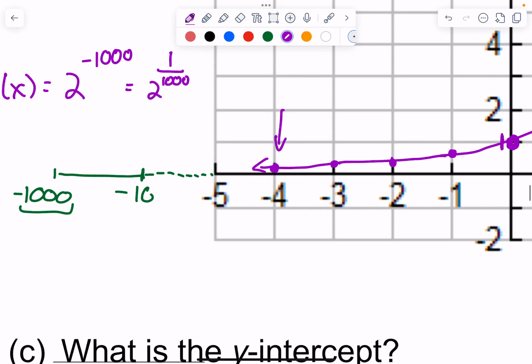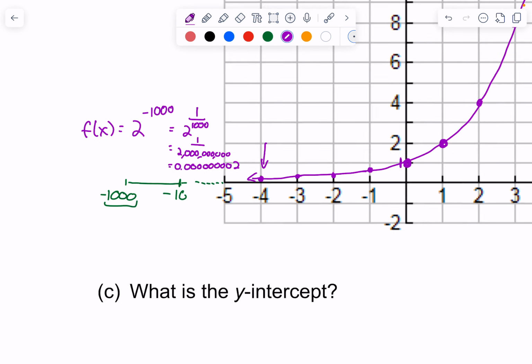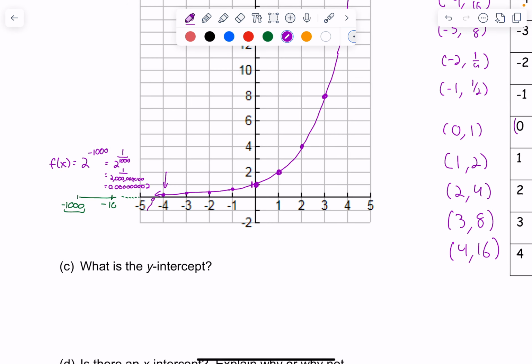What is 2 to the power of 1,000? That's just some massive number. Like 1 over, I don't know, maybe 2 with 40 zeros behind it, something crazy. If you put that on your calculator, it's going to be something like 0.000000000, I don't know, 2, just for the sake of it. Notice how it's not 0, but it's getting really, really close to 0. So we're still above 0, still positive, but really, really close to 0. So this arrow is going to keep going this direction.